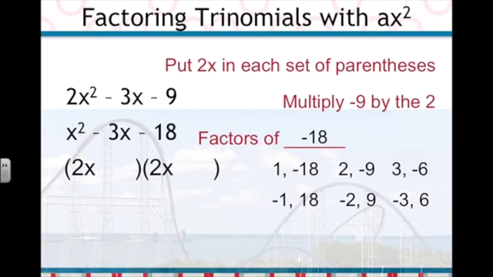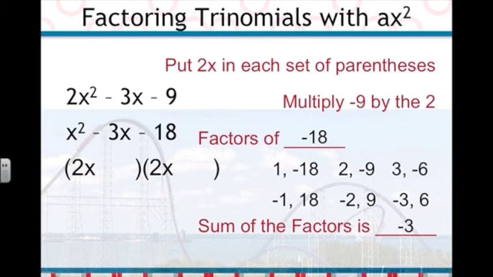Now, we want the sum of the factors to be negative 3 this time because minus 3x is the middle term of the trinomial. If we add each of the pairs of factors, we find that 3 and negative 6 add up to minus 3. So we can put a plus 3 and a minus 6 as the second terms of the binomials. But we have one more step in the process.